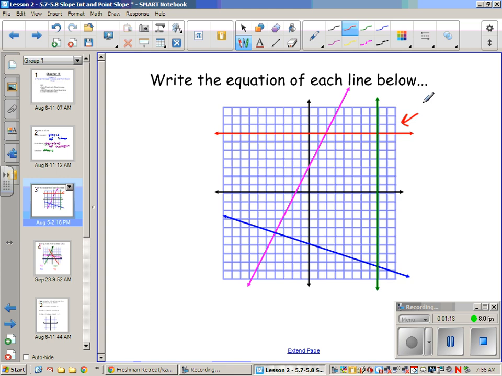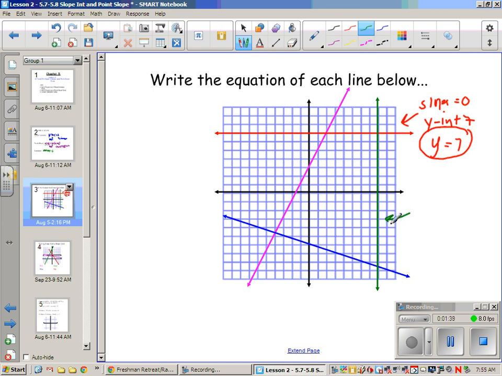We talked about this having a slope of 0 and a y-intercept here. This is not on your notes. You're just watching this example. 1, 2, 3, 4, 5, 6, 7. So this is a y equals 7 line. It has a 0 slope, so you could write y equals 0x plus 7, but the best way to write it is y equals 7.